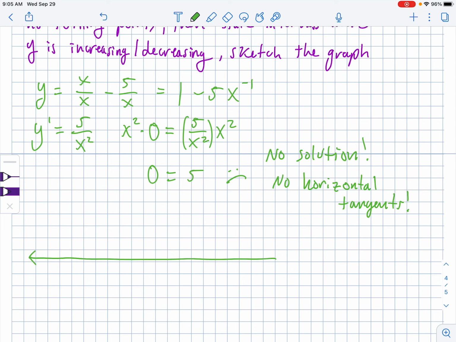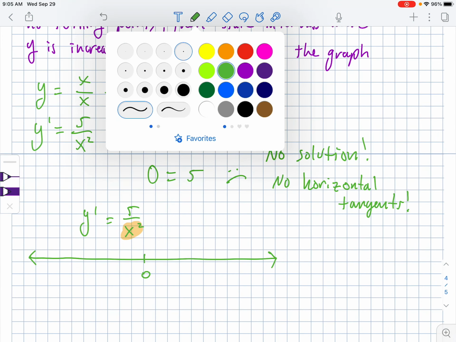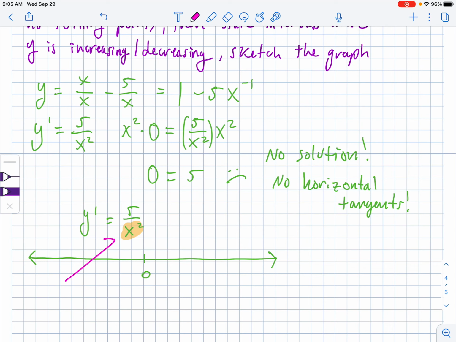If you want to figure out where it's increasing and decreasing, you can take a number line, and we don't have any turnaround points, but I'll put 0 in the middle if we want. And then this is our slope machine, 5 over x squared. If you put negative numbers into x squared, they turn positive, which means that we are going uphill in this direction. And then if you put positive numbers squared, they're also positive. So it's going uphill at all times.